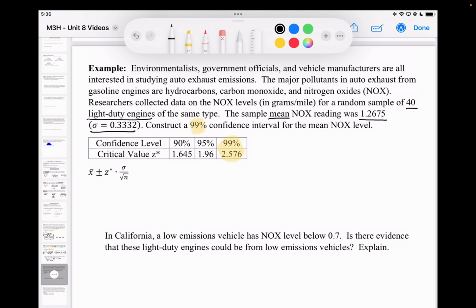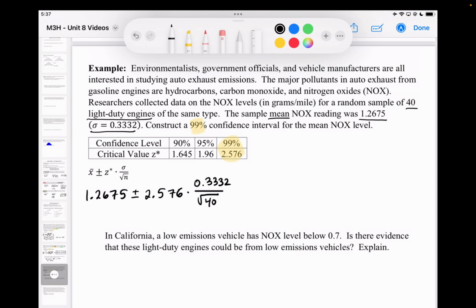So the sample mean is 1.2675. Then we add or subtract our critical value, 2.576. And then we multiply that by the standard deviation, which is 0.3332. And then we divide it by the square root of the sample size. And our sample size for this problem is 40.